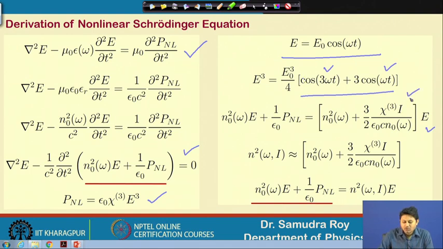So, E 0 square can be represented in terms of intensity. If I do all this manipulation, then this portion which is given in the red line can be simply written as n square E, where n is some sort of refractive index depending on intensity, that is important. So, the entire equation becomes simplified with the fact that whatever refractive index we have, it should have a component of intensity.